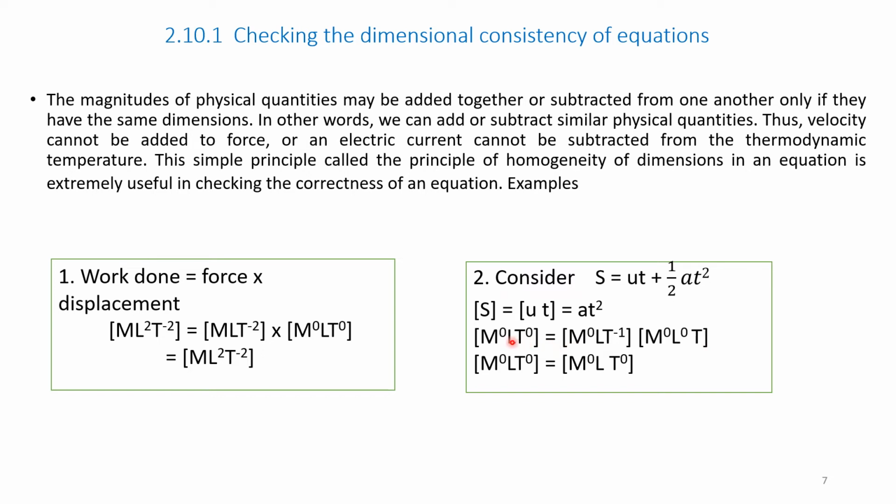You see, left hand side is M⁰ L¹ T⁰, equals, if you add, M⁰ plus M⁰ is M⁰, L¹ and L⁰ gives L, and T to the power of minus 1 and T¹ gives T⁰. Hence, left hand side is equal to right hand side. Similarly, we can verify the dimensions of half at square. Half does not have any dimensions, so we have to verify for at square.